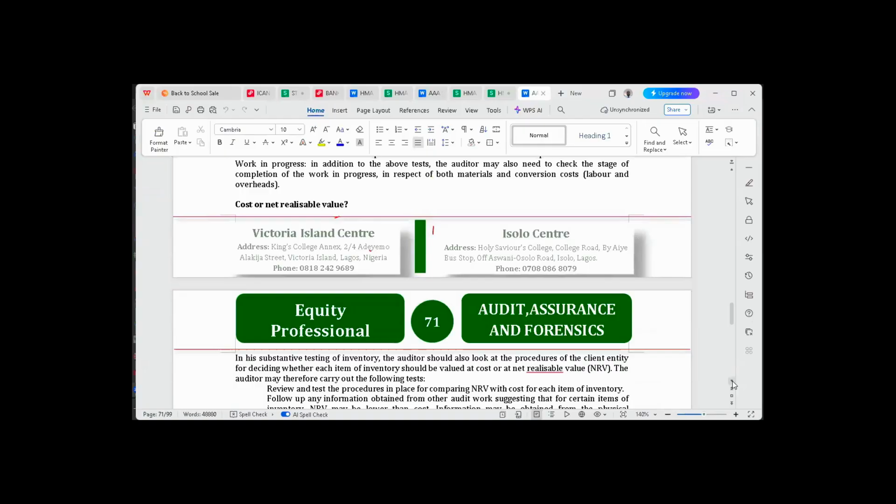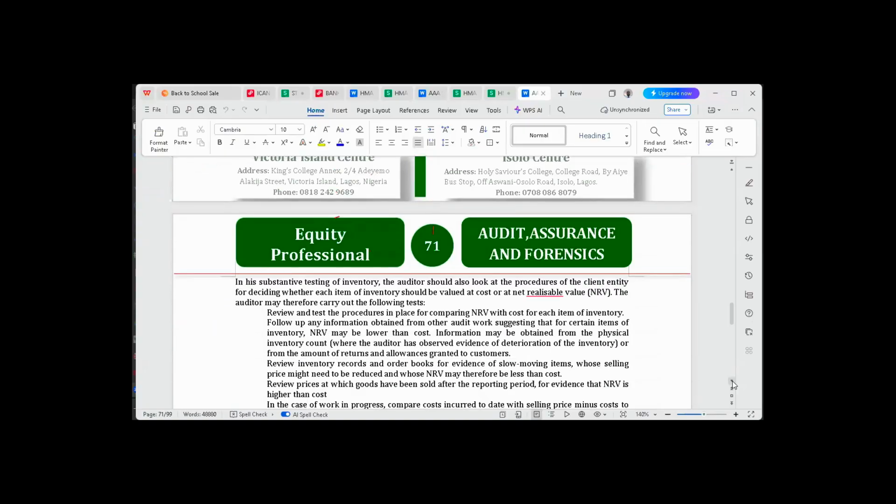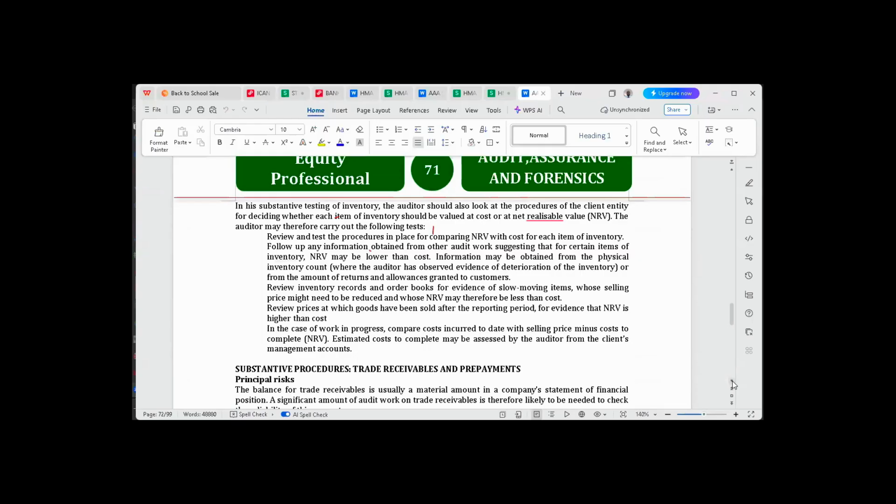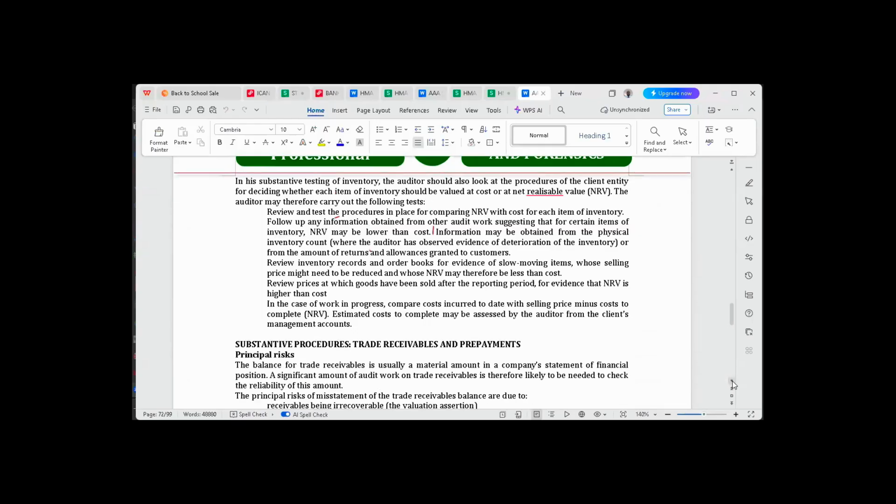I've talked about cost or net realizable value earlier, right? I said that you have talked about it, so I'm going to skip that. Then we'll go to the next one.